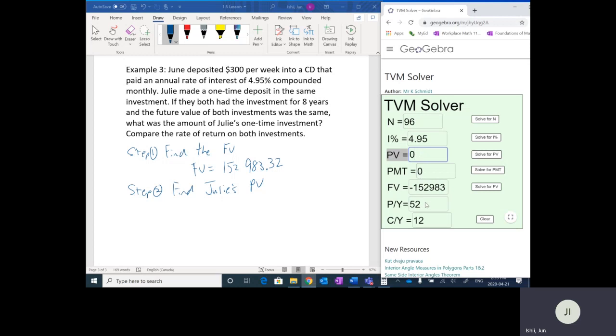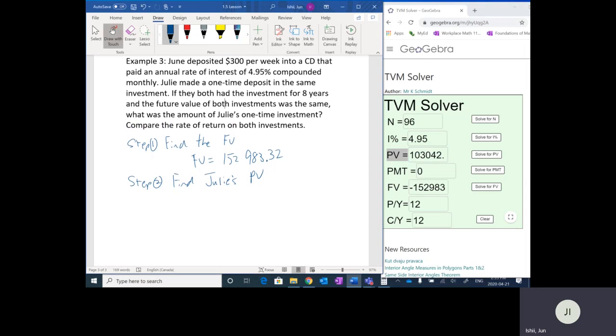Payments per year, I can't remember. Actually, I think we have to make this the same as the compounding periods per year. So the present value there would be $103,042. Okay, so present value for Julie is 103,042.69.